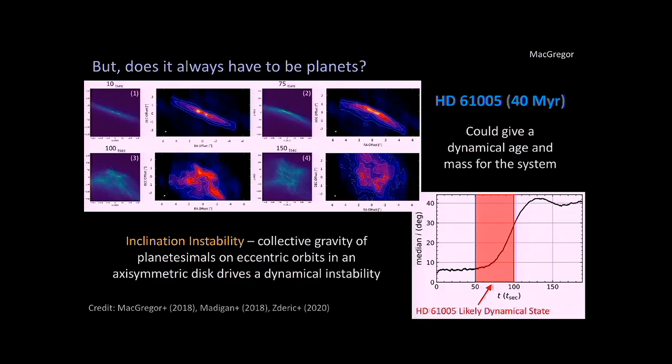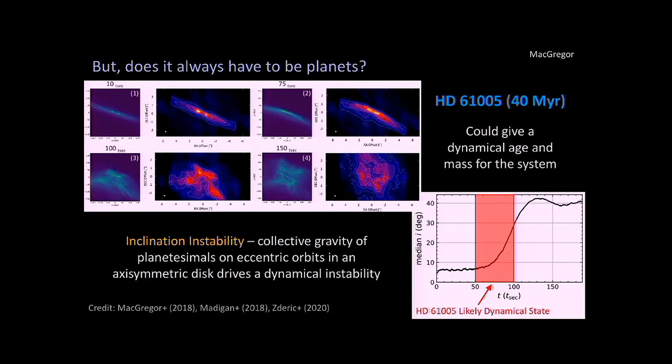Now, of course, I've told this whole nice story about disks being sculpted by planets, and that's nice, and I really want that to be true, maybe, but there's a lot of other things that can create dynamics in systems. And so this is an example of a system called the Moth, HD 61005, and it's called the Moth because if you look at it, it actually has this structure where the disk is edge-on, but it actually curves away from the midplane of the disk. It looks like it has wings, so there's grains getting pulled down out of the disk.